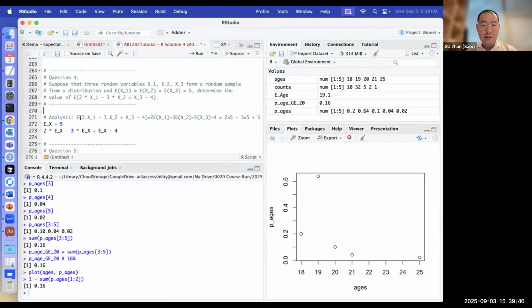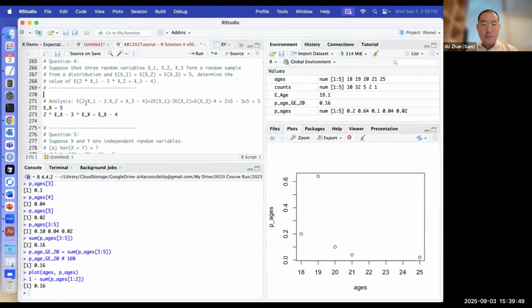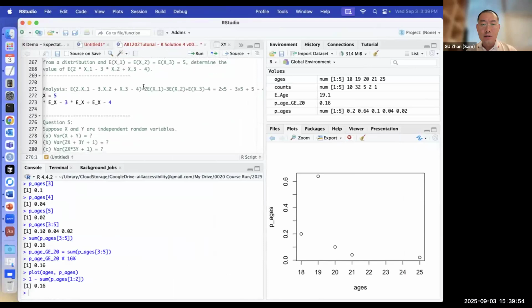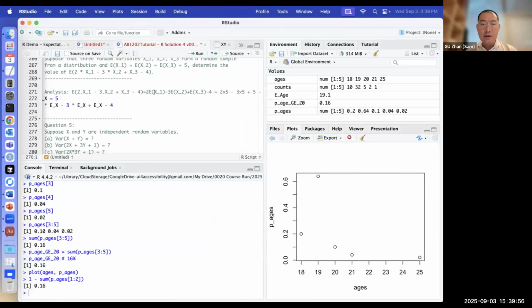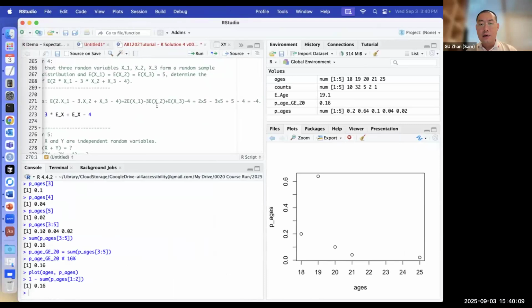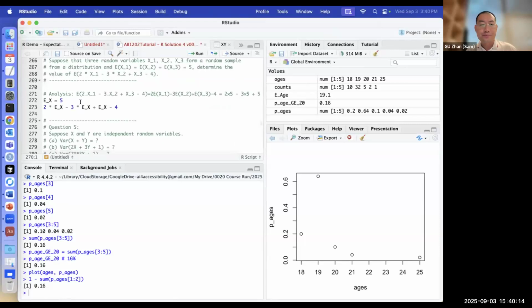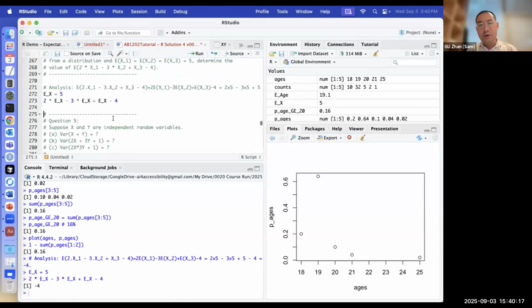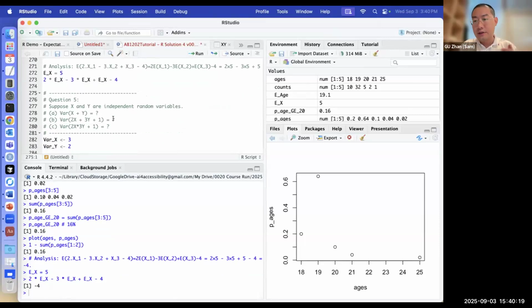So it says the expected value of 2 times x1 minus 3 times x2 plus x3 minus 4. Take it out: expected value of x1, then minus 3 going out, then plus 1 times E of x3, then minus 4 is a constant, and move it out too. So E of x1, 2, 3 equals 5, so 2 times 5, blah, blah, blah, right? So in the end, you get negative 4. Now, that's straightforward. So this is the linear additive property of the expectation.